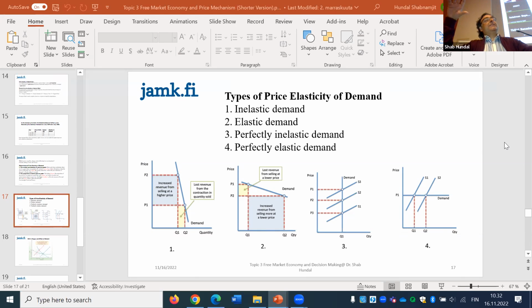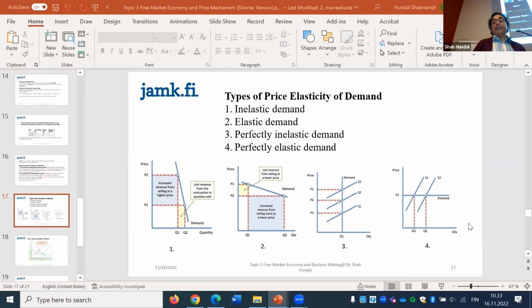As the goods and services go away from necessities to luxuries, then there's a transition from figure 1 to figure 2. Number 3 is an extreme example of insensitivity. When demand is not responding at all, whatever is the price, you buy it. Medicines, essential medicines, food. There's some extreme example where the price change doesn't make any difference at all.